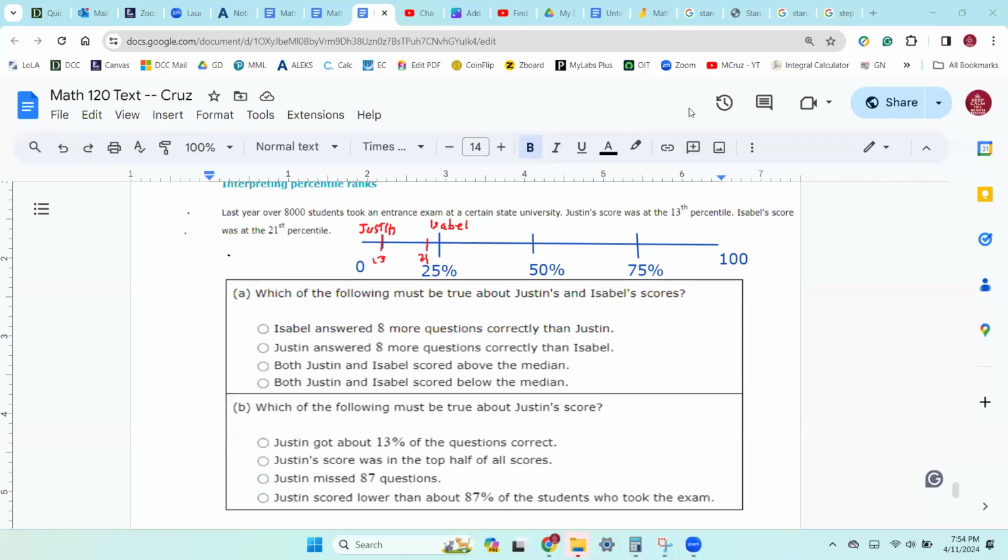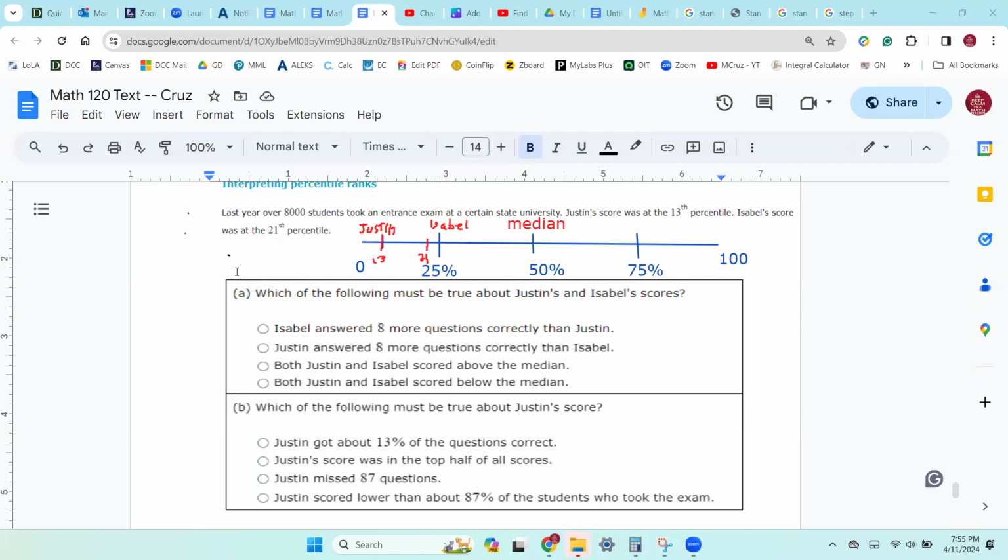All right. So now, Justin answered 8 more questions correctly than Isabel. Well, again, we don't know anything about the questions. We don't know what they were. But here, these start to be interesting. Now, the 50th percentile is the median here. So this is the median. The median is 50%. So the next one talks about the median.